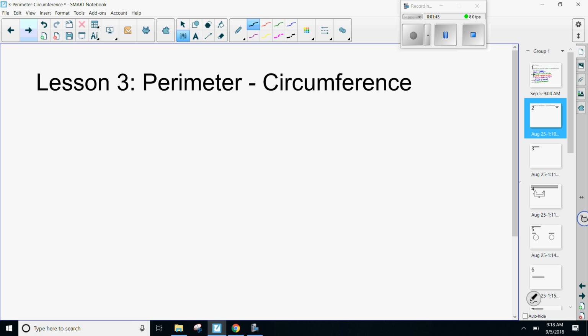So today what we want to talk about is the next lesson, lesson set 3. We're going to talk about perimeter and circumference. Do you know what those words mean? No. Perimeter doesn't mean anything to you? It does? What is it? Distance around an object. Okay. Circumference deals with circles. Circumference is the perimeter of a circle.